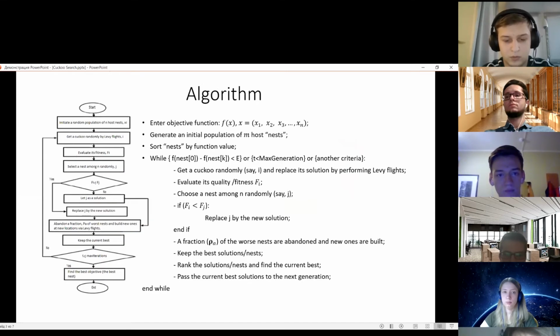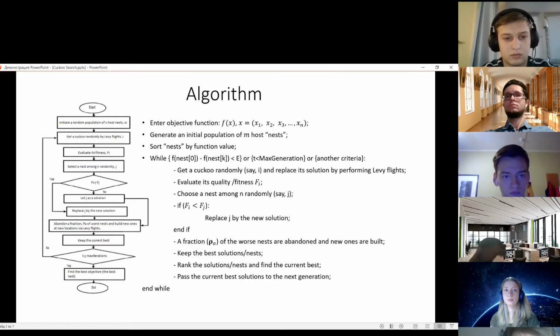Cuckoo search is based on three idealized rules. Each cuckoo lays one egg at a time and dumps its egg in a randomly chosen nest. The best nest with a high quality of eggs will carry over to the next generation. The number of available host nests is fixed, and the egg laid by a cuckoo is discovered by the host bird with some probability. In this case, the host bird can throw the egg away or abandon the nest and build a completely new nest.